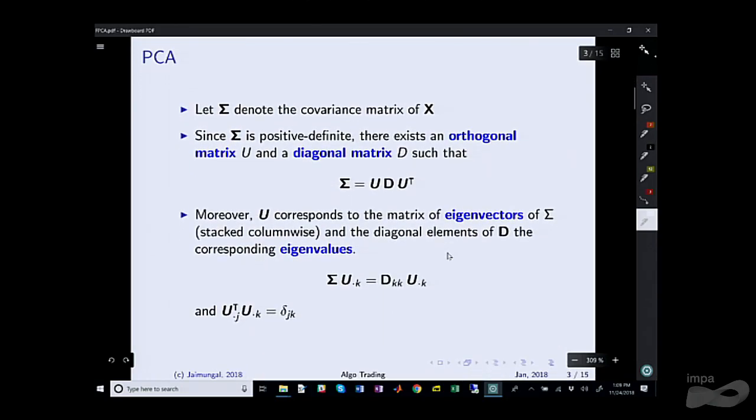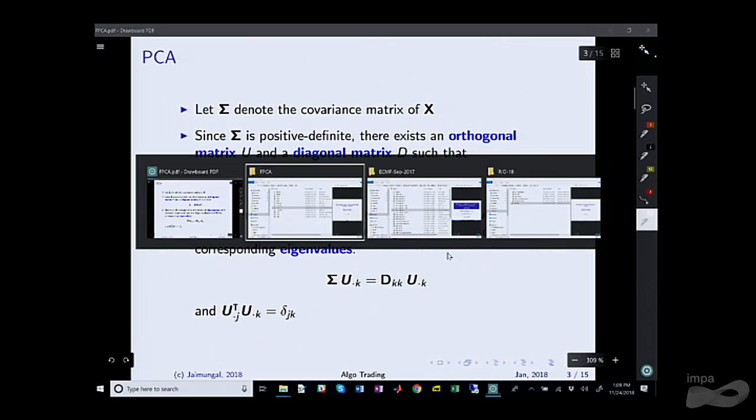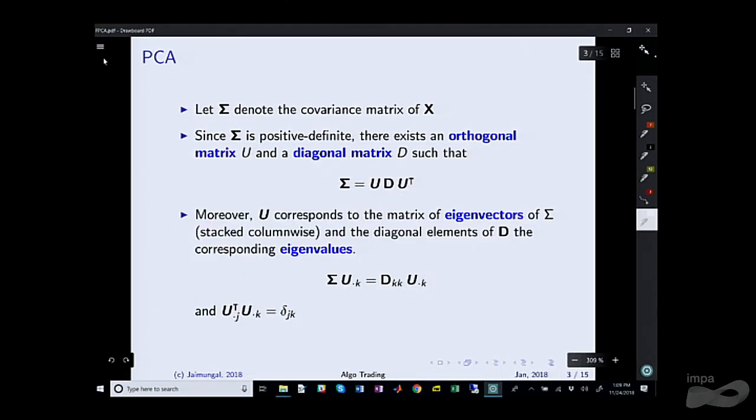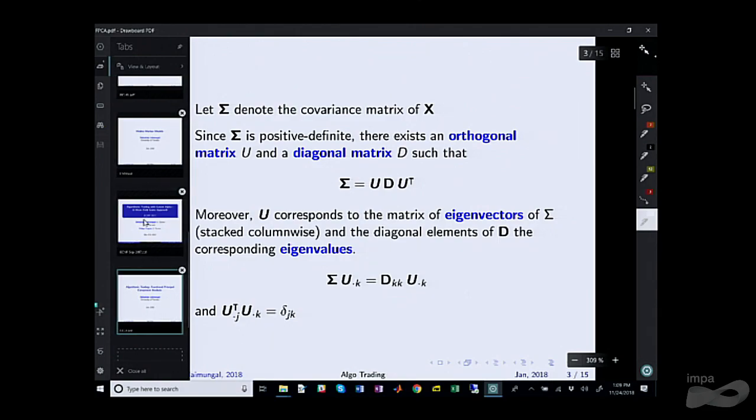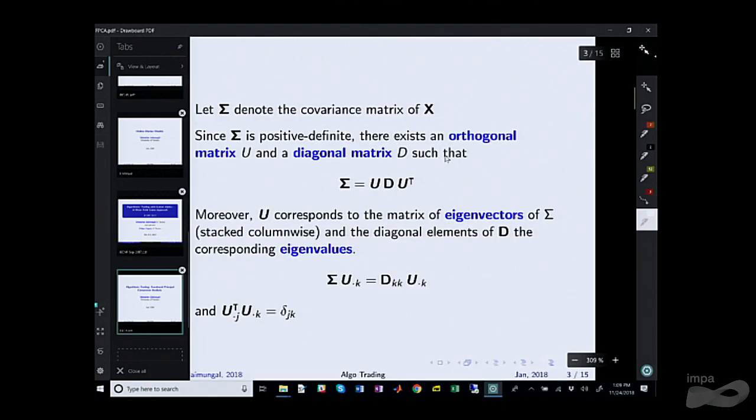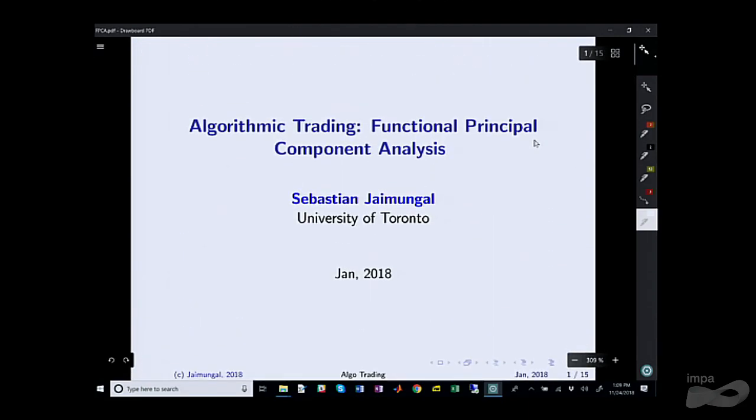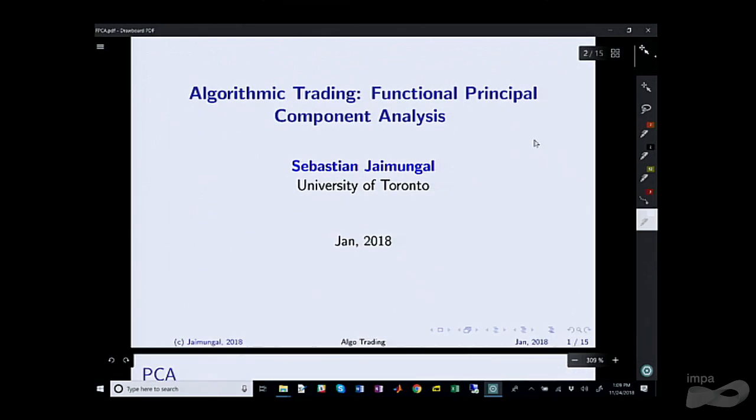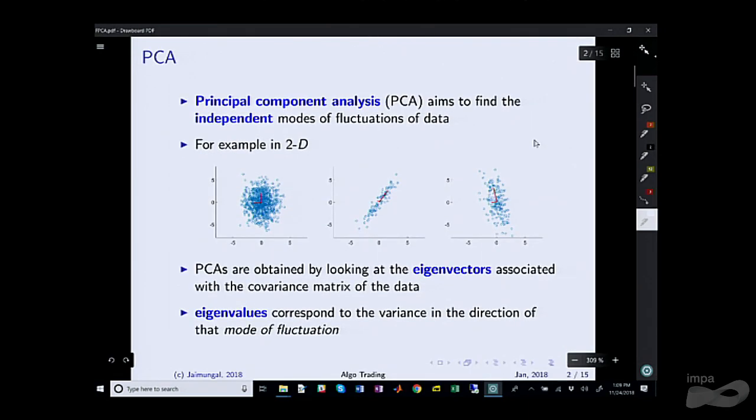Okay, so we're going to try to analyze, as I said, the dynamics of this from one day to the next. And we're going to do that using FPCA. Now, a lot of people know about PCA, principal component analysis, but probably not many of you know about functional principal component analysis. So, quick reminder, principal component analysis, how does it work?